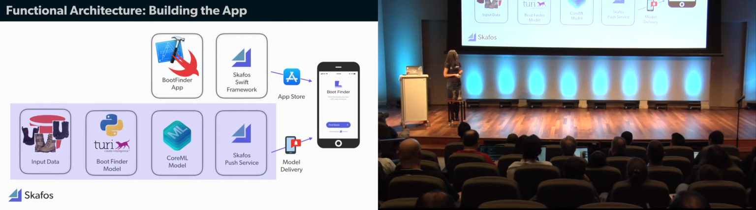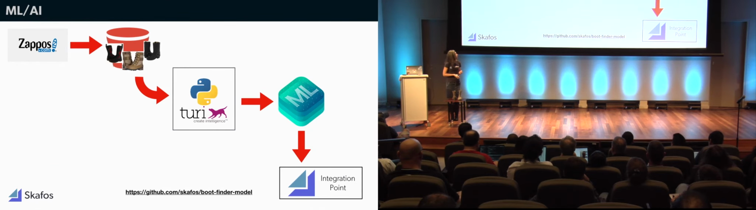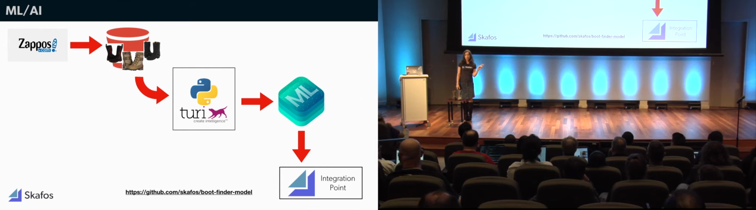All right, so let's talk about machine learning. Okay, so here is the process for how we built the model that is in the Boot Finder app. And before I start, I want to draw your attention to this GitHub repo that is listed at the bottom. In addition to putting the app in the App Store, we've open sourced the code that we use to build the model and the code that we've used to build the app itself. And I'll have that in a few slides as well.